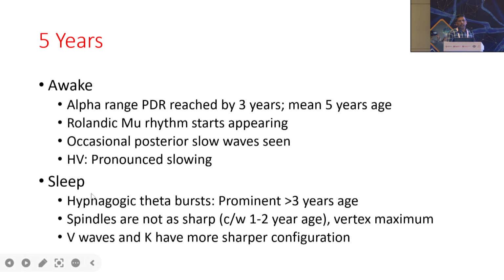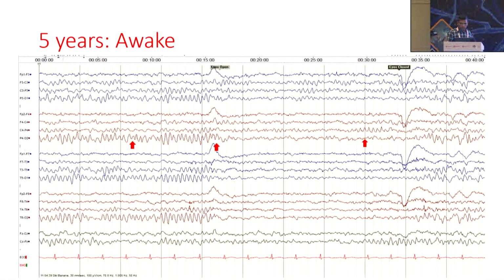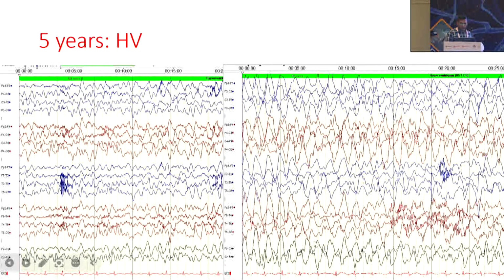But important in activation procedures, hyperventilation can produce very good physiological responses, like generalized slowing, which can be seen best at this age. Sleep activity is almost the same as in older children. So I'll not go into the 5-year-old, just to highlight that hyperventilation can give a very good slowing response, which is a generalized normal phenomenon.